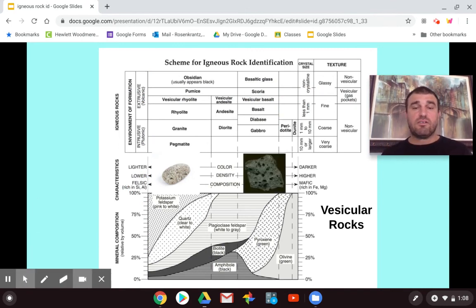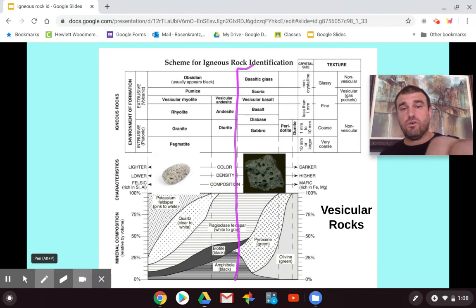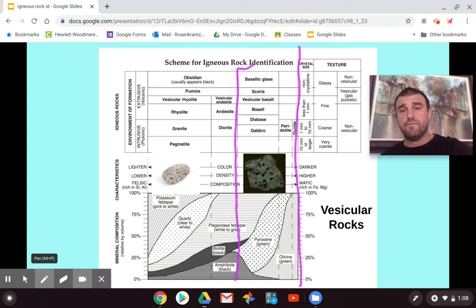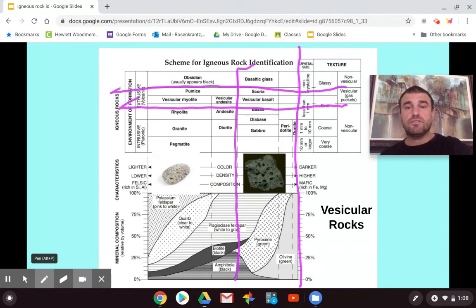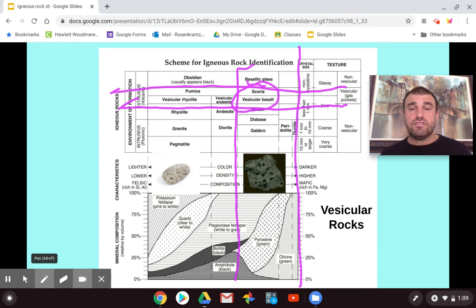So here's a black rock with lots of holes. So the fact that it's black, it's going to fall under the mafic category. But since there's holes, it's vesicular. So I would accept either scoria or vesicular basalt based on these observations. Scoria is more of a dark red. So this is probably vesicular basalt, which is more black. Okay.